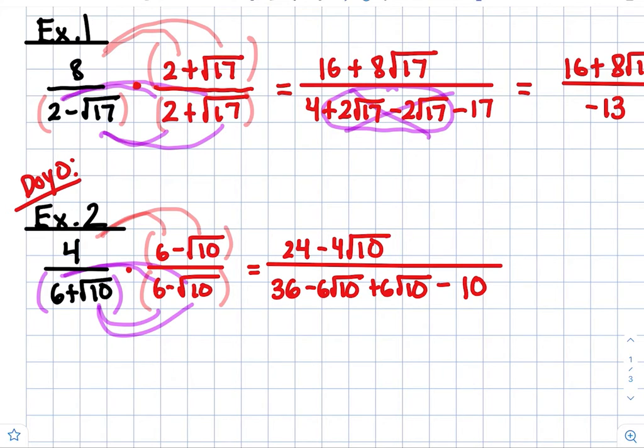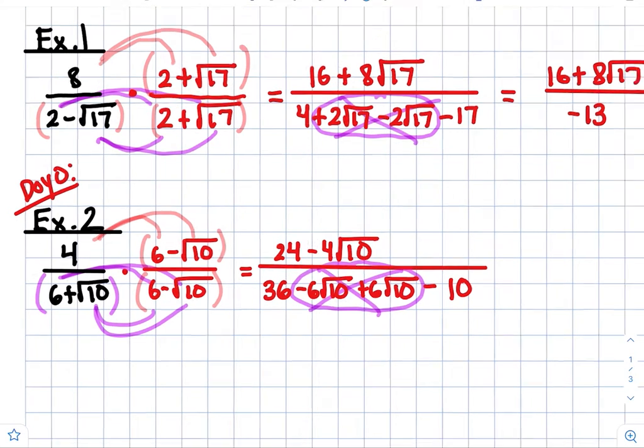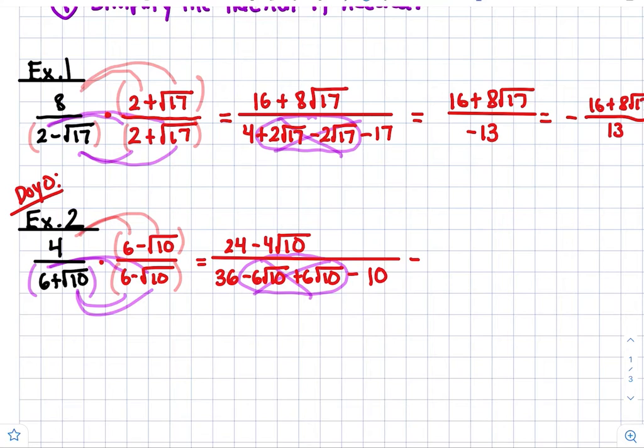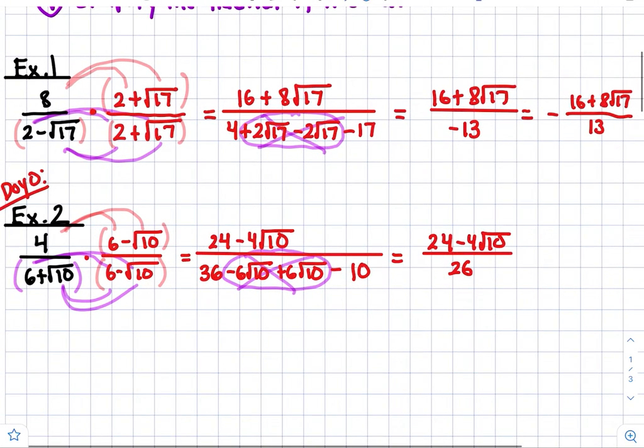Okay, so let's clean some stuff up. These, you guys, are opposites of each other, so they cancel. Now let's simplify this a little further. 24 minus 4 radical 10 all over 36 minus 10, 26. Now you can simplify this further.